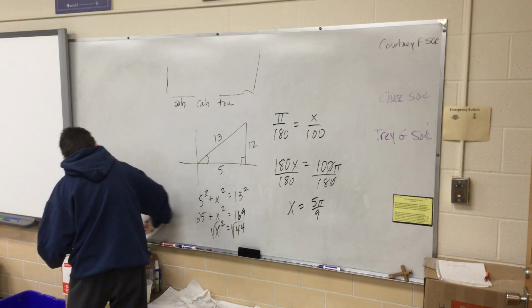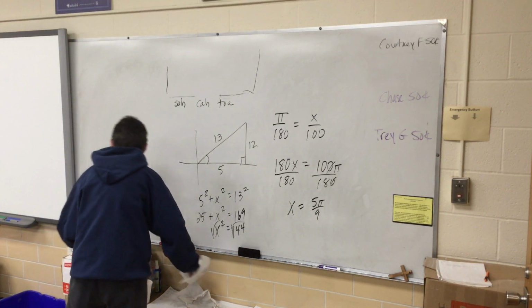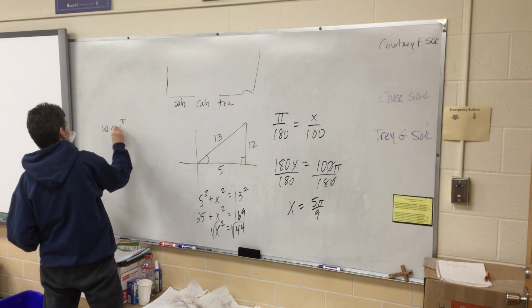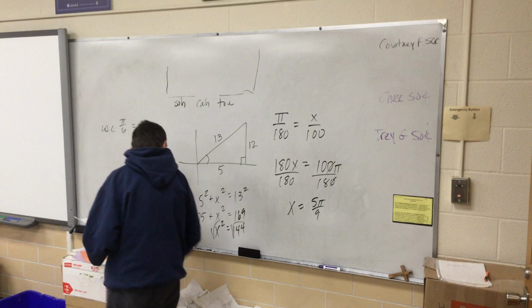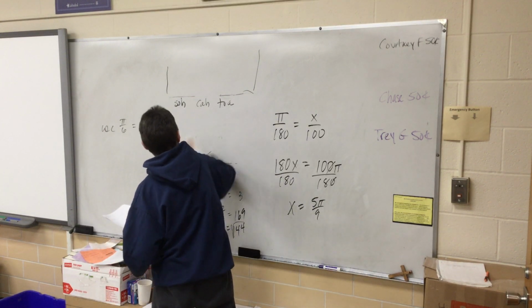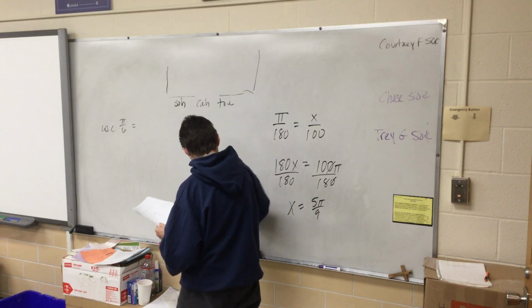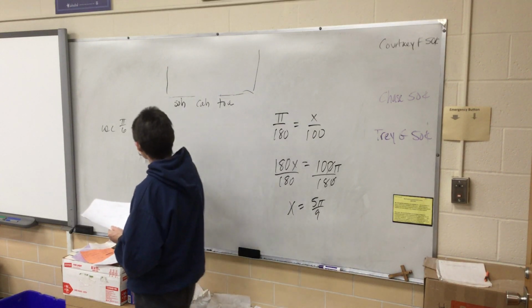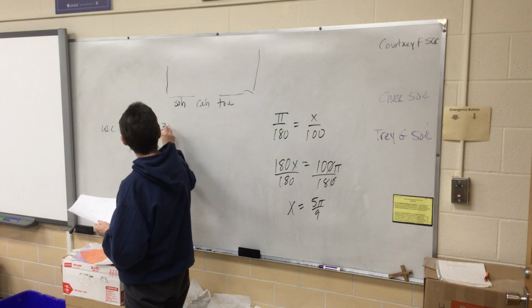We've already done a couple like this one. Cosecant pi over 6. All right, Chase, what am I going to do first? Pi over 6, exactly. So that's going to give me 30. Yeah. So cosecant 30.